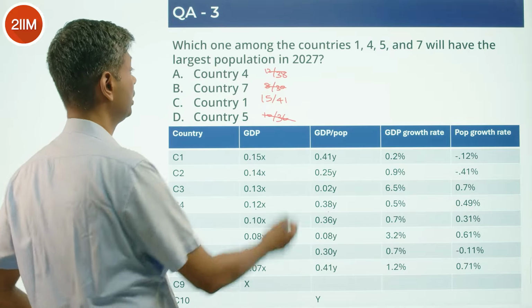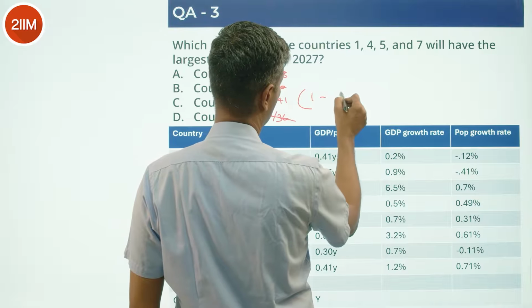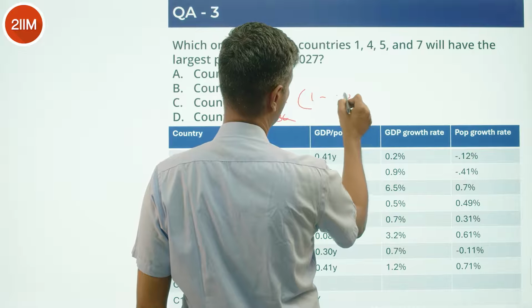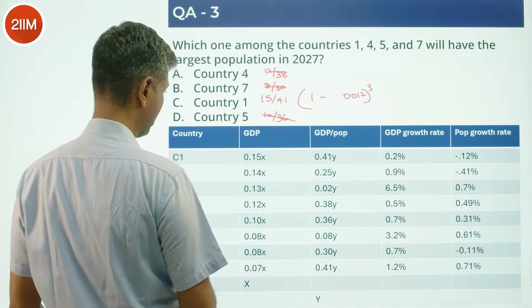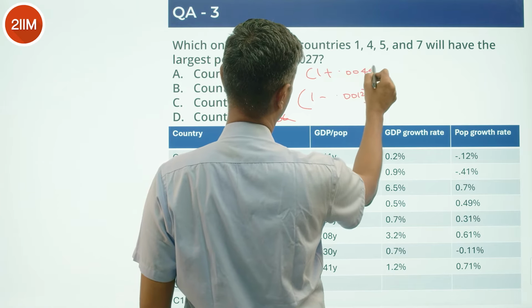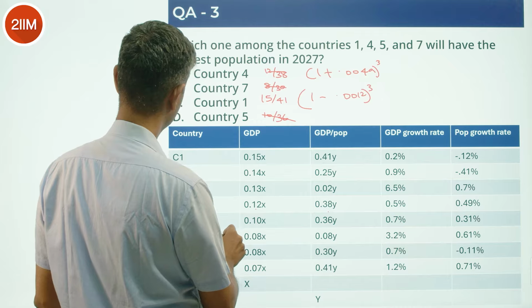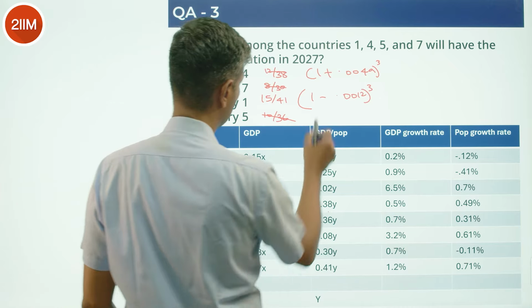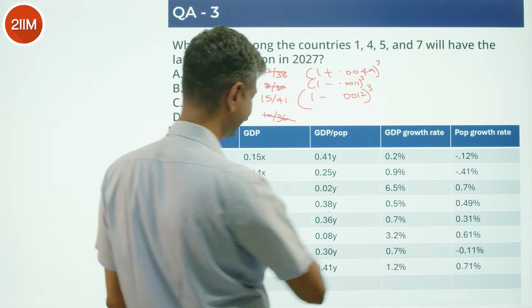Technically, what should I be doing? 15 by 41 into 1 minus 0.0012 whole cube. 12 by 38 into 1 plus 0.0049 whole cube. 8 by 30, this is country 7, into 1 minus 0.0011 whole cube. And find all of that.